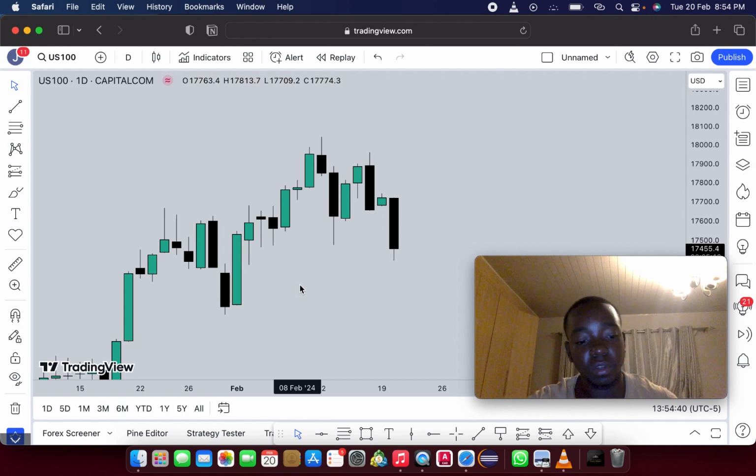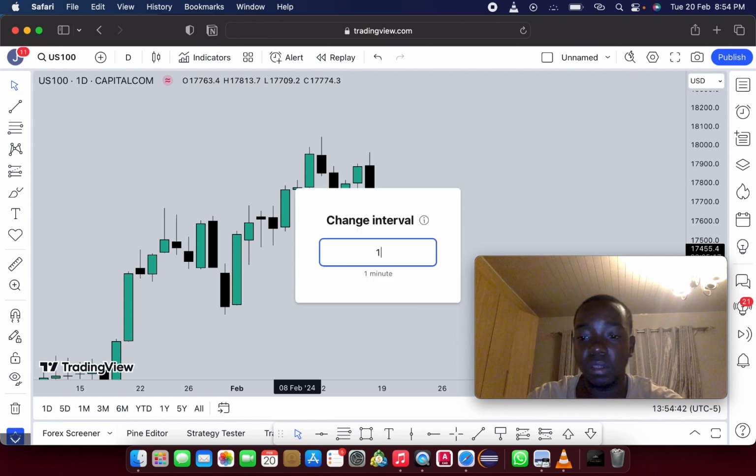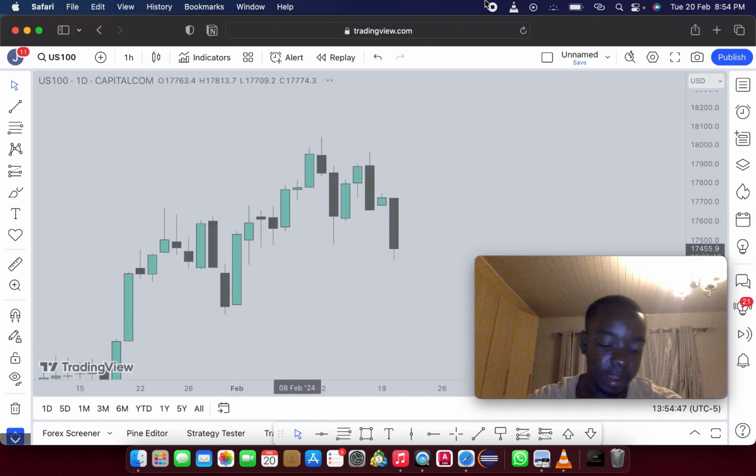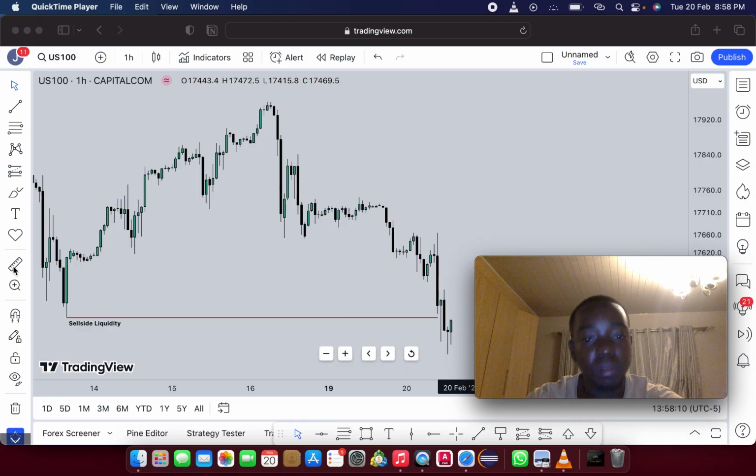So I'm just going to take it down into an hourly chart and just see what I had framed. Okay, so this is the hourly chart that we have, and this sell side liquidity that I have noted here is the daily swing low that I just showed you guys, that has been taken on the daily time frame, in which I framed as sell side liquidity. Yeah, so this is what I was looking for at the start of the session today.